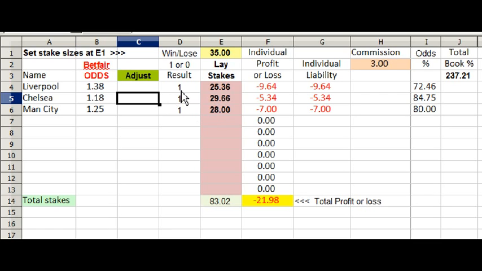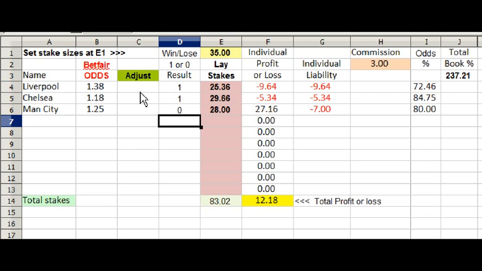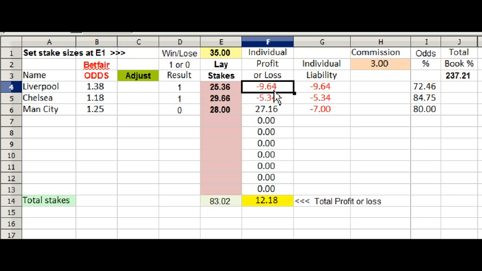Enter the result of your game or event, a 1 as a win or a 0 as a lose. And if you lay at those odds with that stake, you get your individual profit or loss there, and that liability will be what you should see in Betfair.